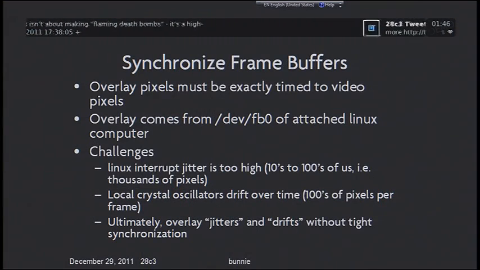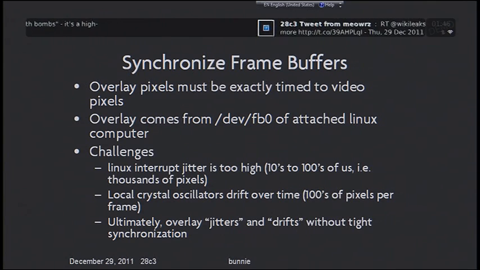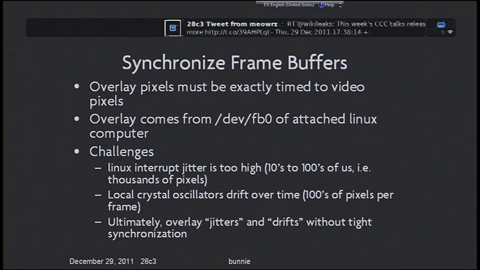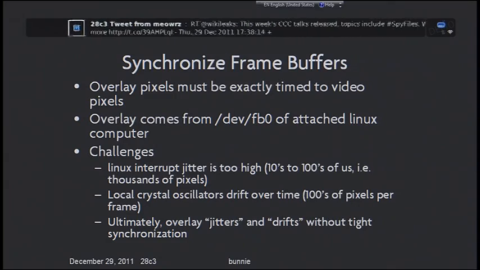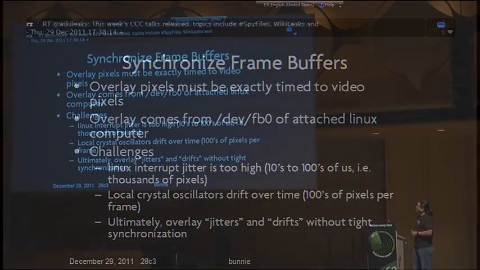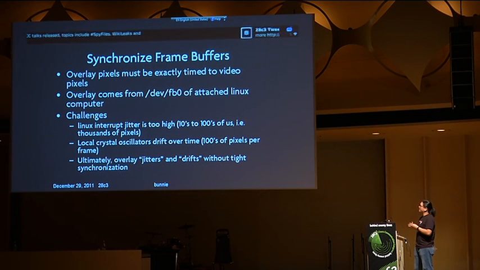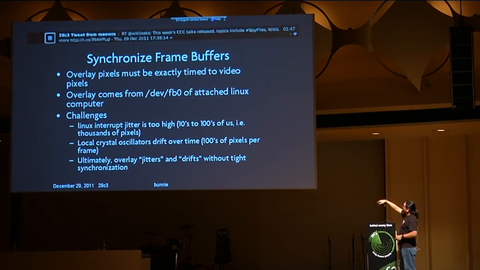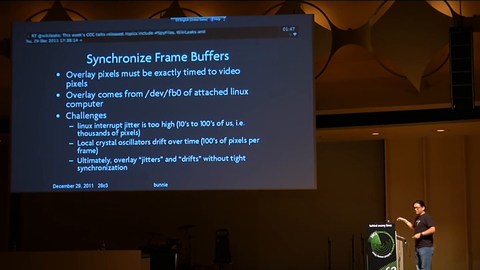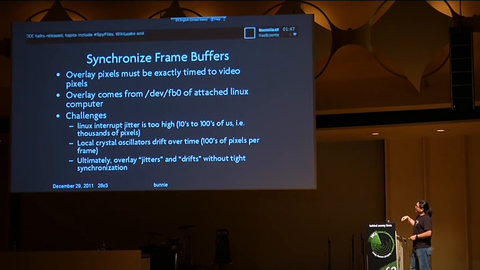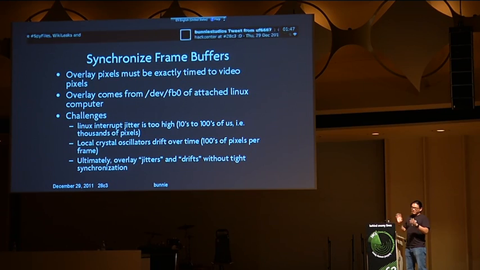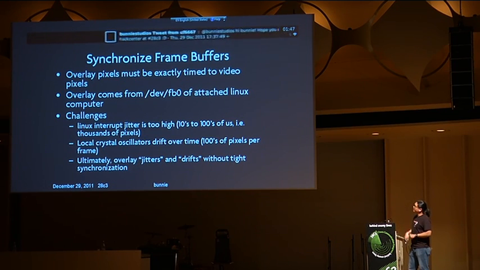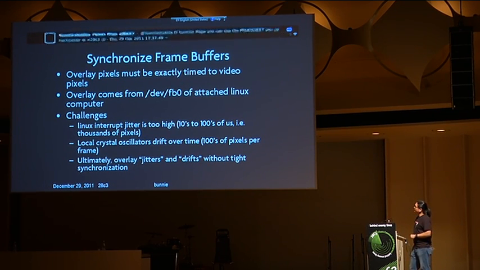So that's all the sort of the math and the crypto stuff. The actual implementation is much more hairy. There's a lot of real-world stuff you have to deal with, so I'm going to go into a bit of that. The overlay pixels need to be exactly timed to the video pixels. And the overlay itself, for example, this stuff that's coming across the top here, is all being computed by the local Linux computer that's on any TV. And those look like /dev/fb0. We're just writing /dev/fb0 with WebKit to create this overlay.